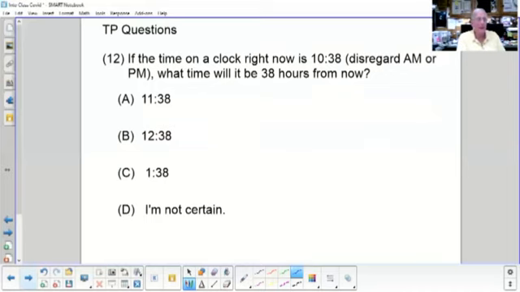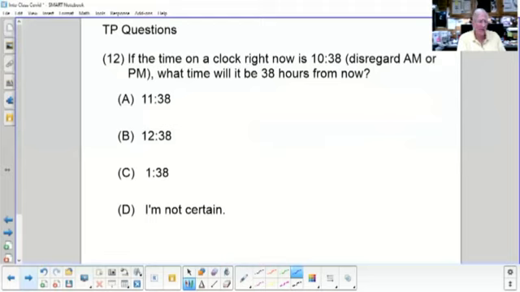If the time on a clock right now reads 10:38, disregarding AM and PM, what time would it be 38 hours from now? So where would the time be pointing at, if you'll pardon my expression, in 38 hours from now? Would it be 11:38, 12:38, 1:38, or don't we really know? Well, let's think about this.